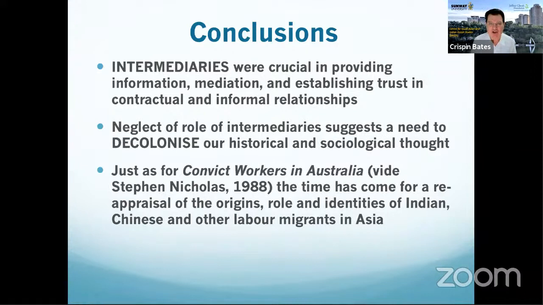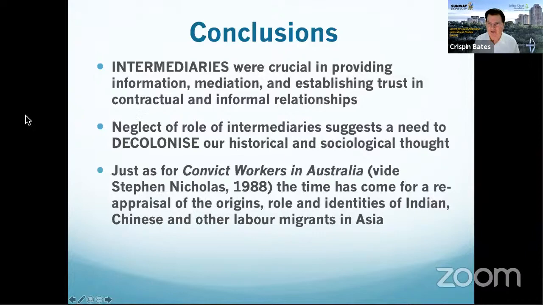And the neglect of the role of intermediaries in colonial Indian history suggests, I think, a need for us to decolonize our historical and sociological imagination and to stop thinking about industrial and migrant workers in the terms that were defined for them by colonial administrators. And I would finally say that just as for convict workers in Australia, the time has come for a more general reappraisal of the origins, role, and identities of Indian, Chinese, and other migrants in Asia.